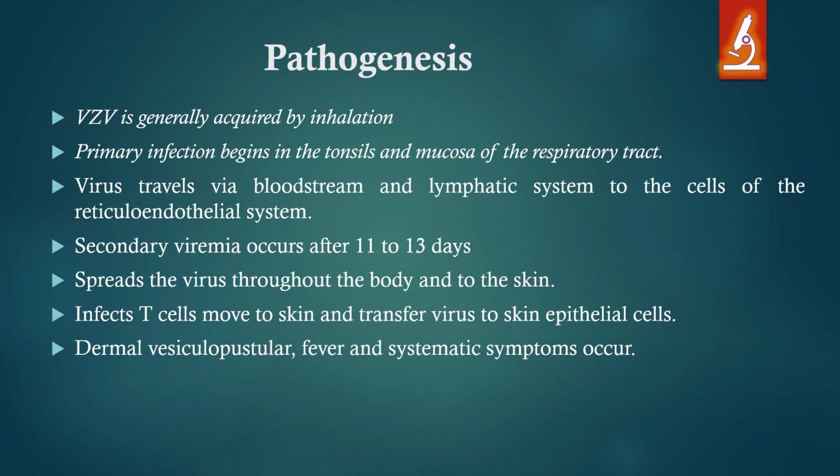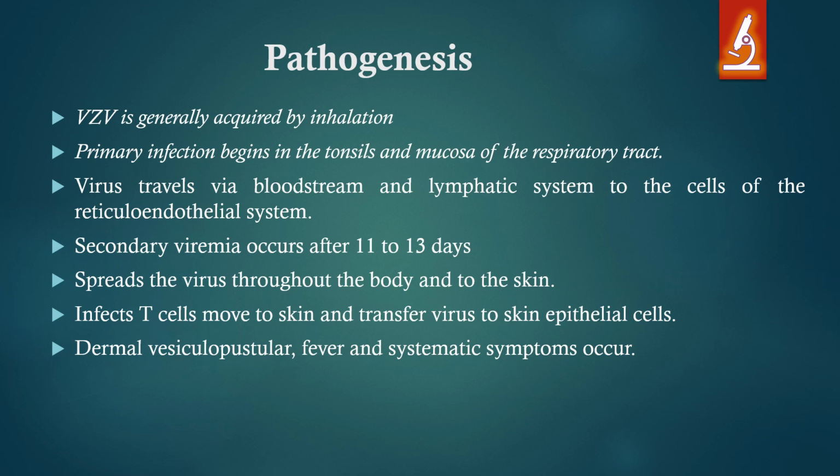Pathogenesis. The varicella zoster virus is generally acquired by inhalation and primary infection begins in the tonsils and mucosa of the respiratory tract. The virus then progresses via the bloodstream and lymphatic system to the cells of the reticuloendothelial system. A secondary viremia occurs after 11 to 13 days and spreads the virus throughout the body and to the skin.